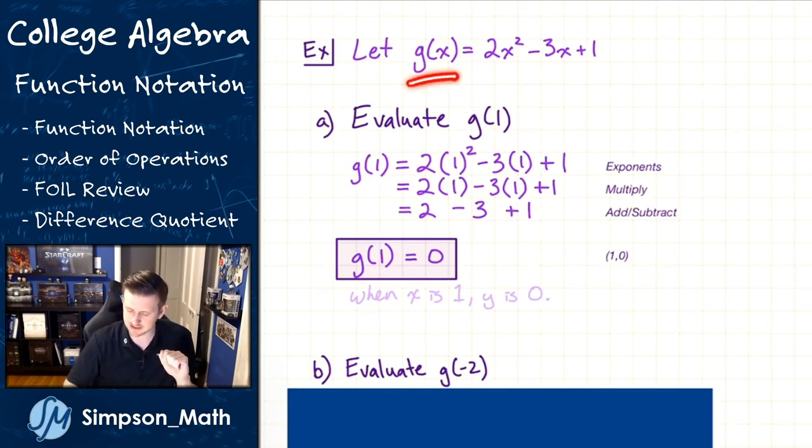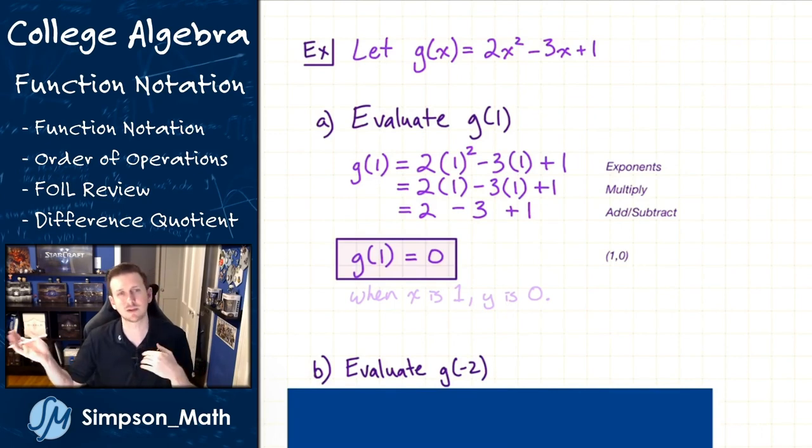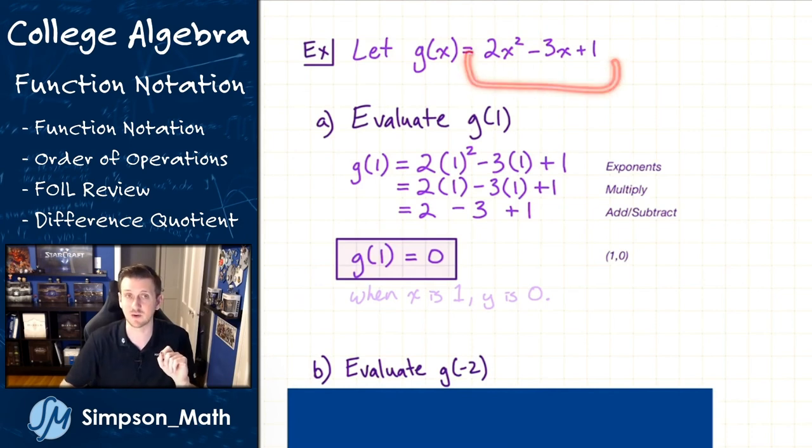So g of x, and now this is a quadratic, 2x squared minus 3x plus 1. I know it's a quadratic because it's a polynomial, and the degree, the largest exponent, is 2. We'll talk more about that much later, but that is a bit of prerequisite knowledge, knowing that this is a quadratic. All right, so let's evaluate it.